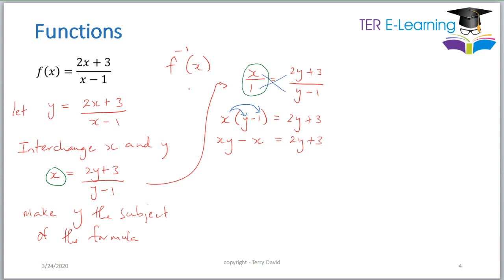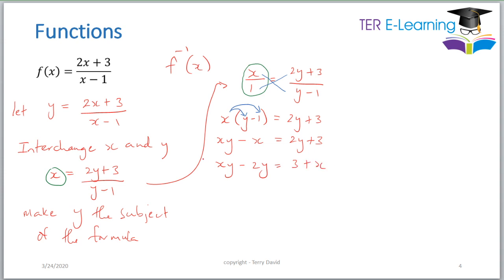Now, keep in mind what we're trying to do. We are trying to make y the subject of the formula. So what I need to do is to bring every term that has a y in it on the left hand side. So this will be xy minus 2y is equal to 3 plus x.